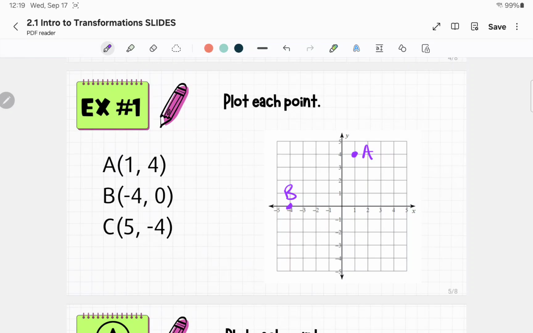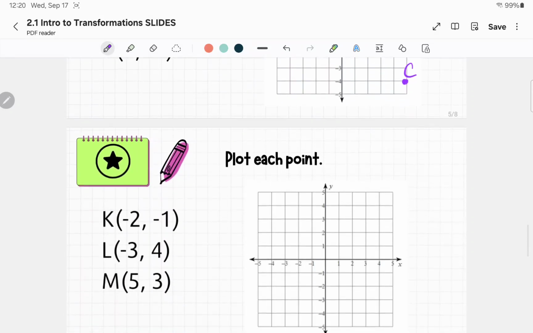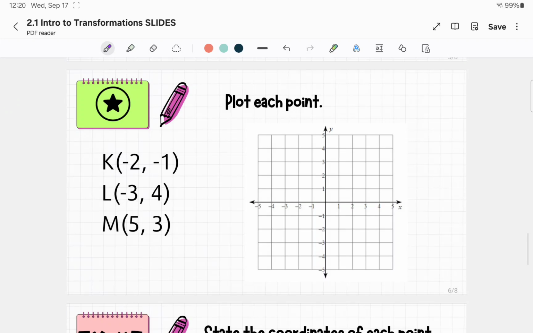Then our last example is C, which is 5, -4. So that means I'm going to look for 5 on the x-axis. So move over to +5 on the x-axis. And then -4 on the y-axis, which is right here. So that's where they meet up. So I can think of it two ways, either where 5 and -4 meet up, or just move right 5 and then down 4. And that's going to be C right here. So now go ahead and pause the video and try this one by yourself, K, L, and M.